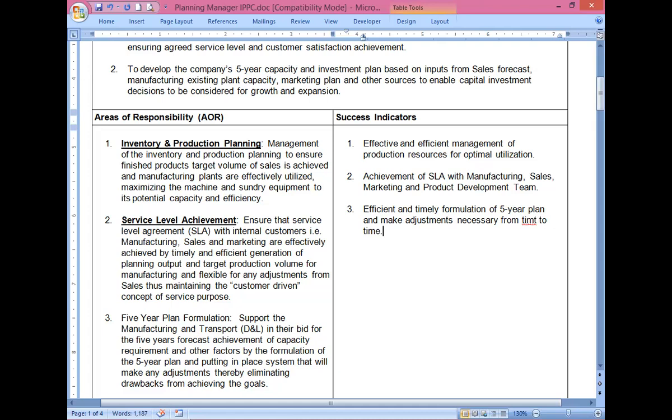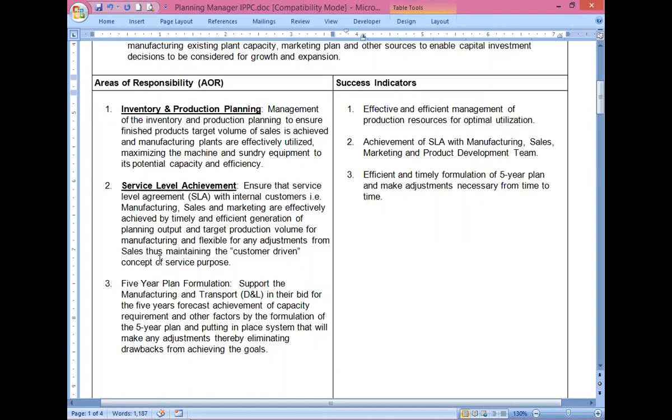We need "from time to time." Okay. Efficient and timely formulation of 5-year plan and make adjustments necessary from time to time. Okay. Make it simple. Make it short. Right. So let's go for the next one.